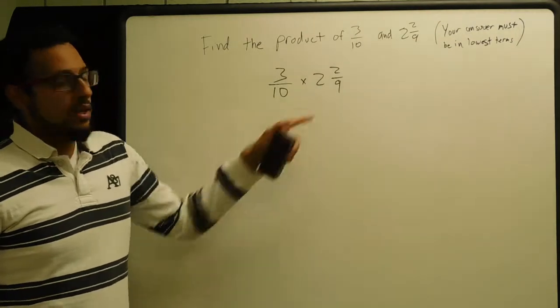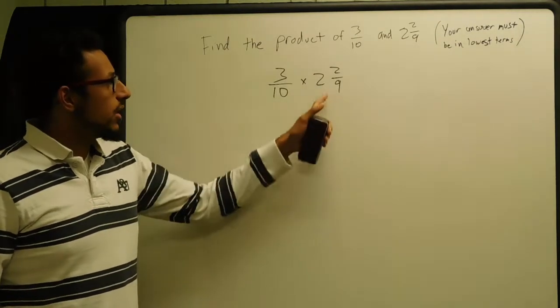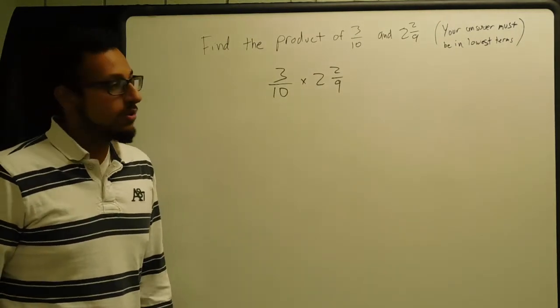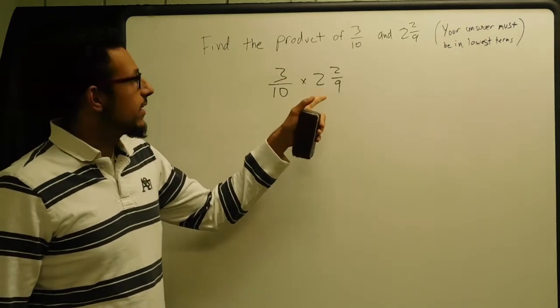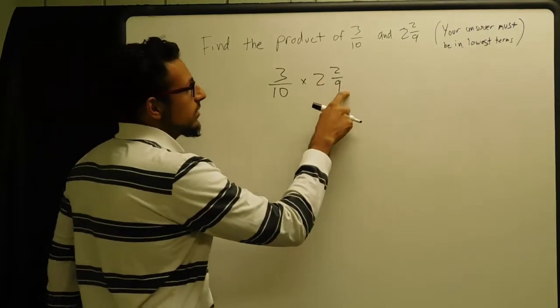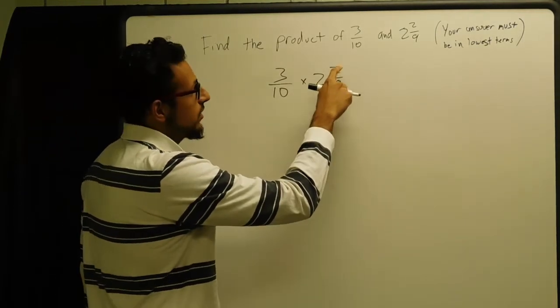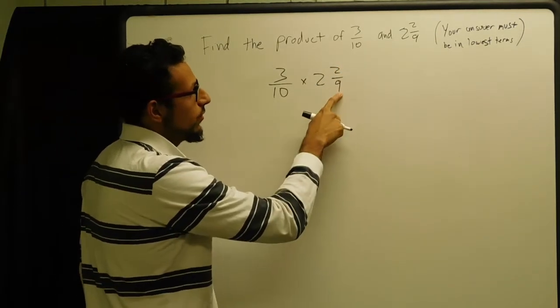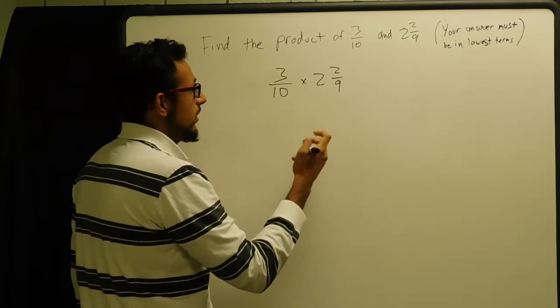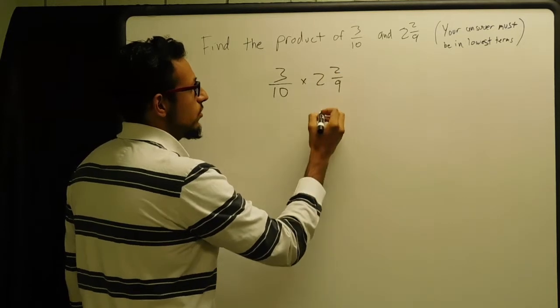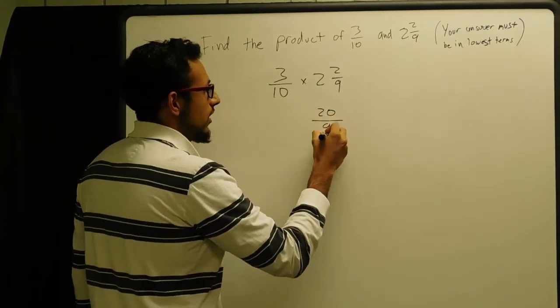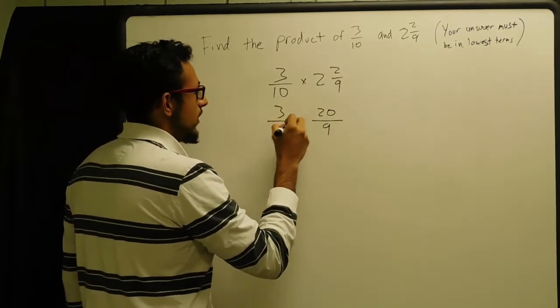So here we have a mixed number, which we're going to have to change to an improper fraction so we can multiply. The way we're going to change this to an improper fraction is we're going to do 2 times 9, which is 18, plus 2, which is 20, over that same denominator. So this becomes 20 over 9. And this stays 3 over 10.